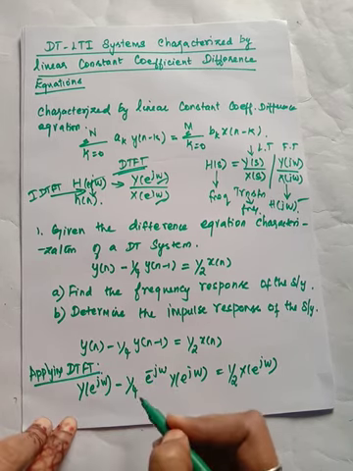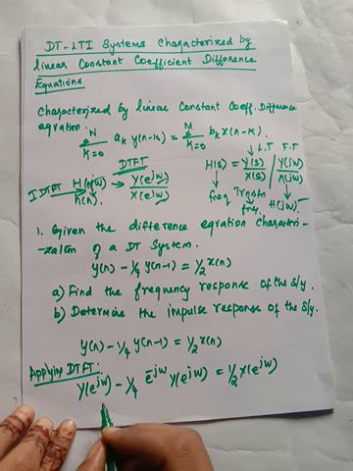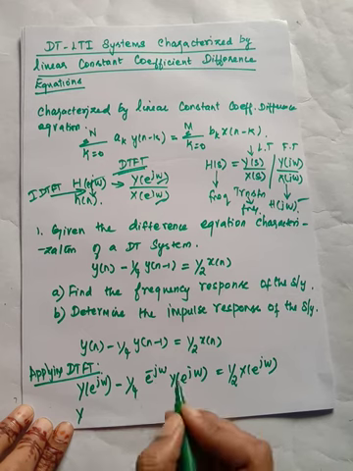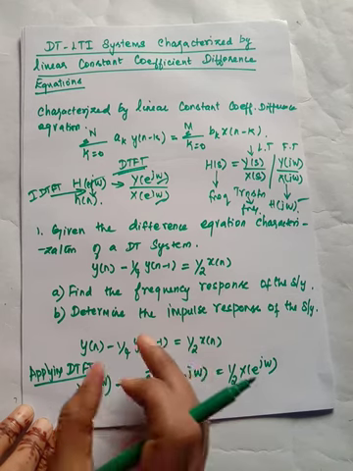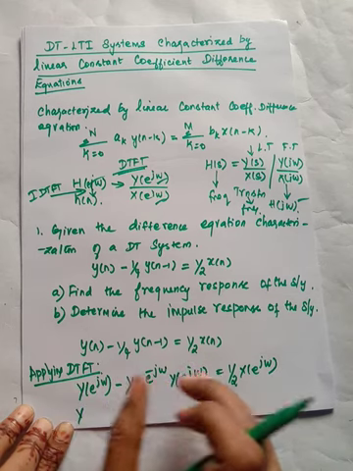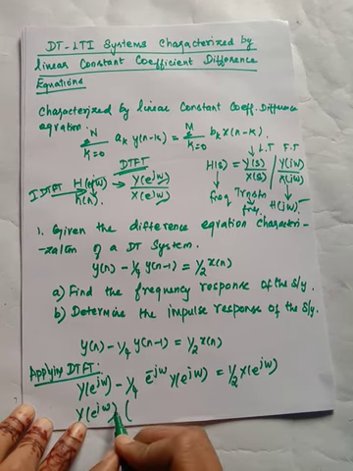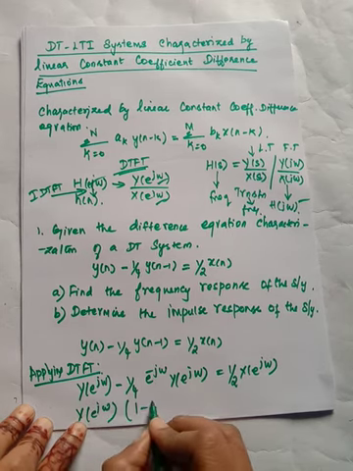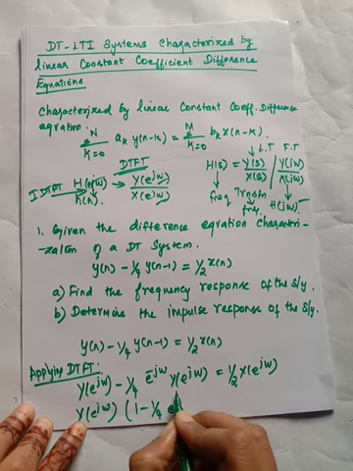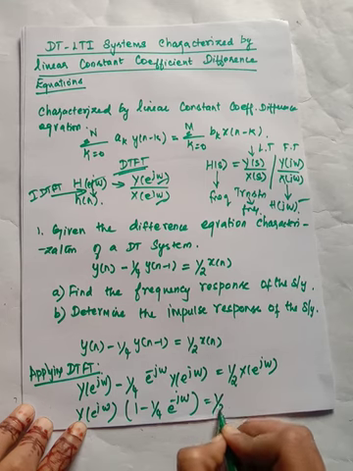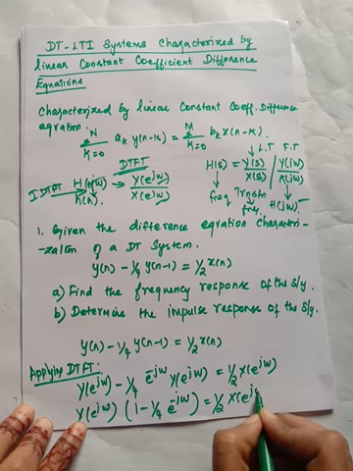Okay, after applying DTFT, I am getting it like this. Now I need to group in this manner. Here you have y of n on one side and x of n on the other side, so I am grouping directly. So y of e power j omega times (1 minus 1 by 4 e power minus j omega) is equal to 1 by 2 x of e power j omega.